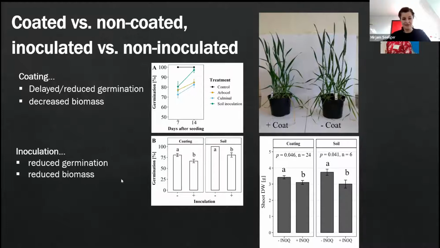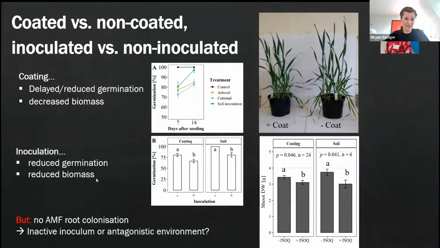So we had different coating treatments. And we also had 6 samples where we just added 1 gram of inoculum into the soil. And with both, with the coated ones and also in the soil, just the presence of the inoculum reduced biomass and also germination. Interestingly, this happened without any mycorrhizal root colonization. And so again, we had an inactive inoculum, which was potentially placed in an antagonistic environment.